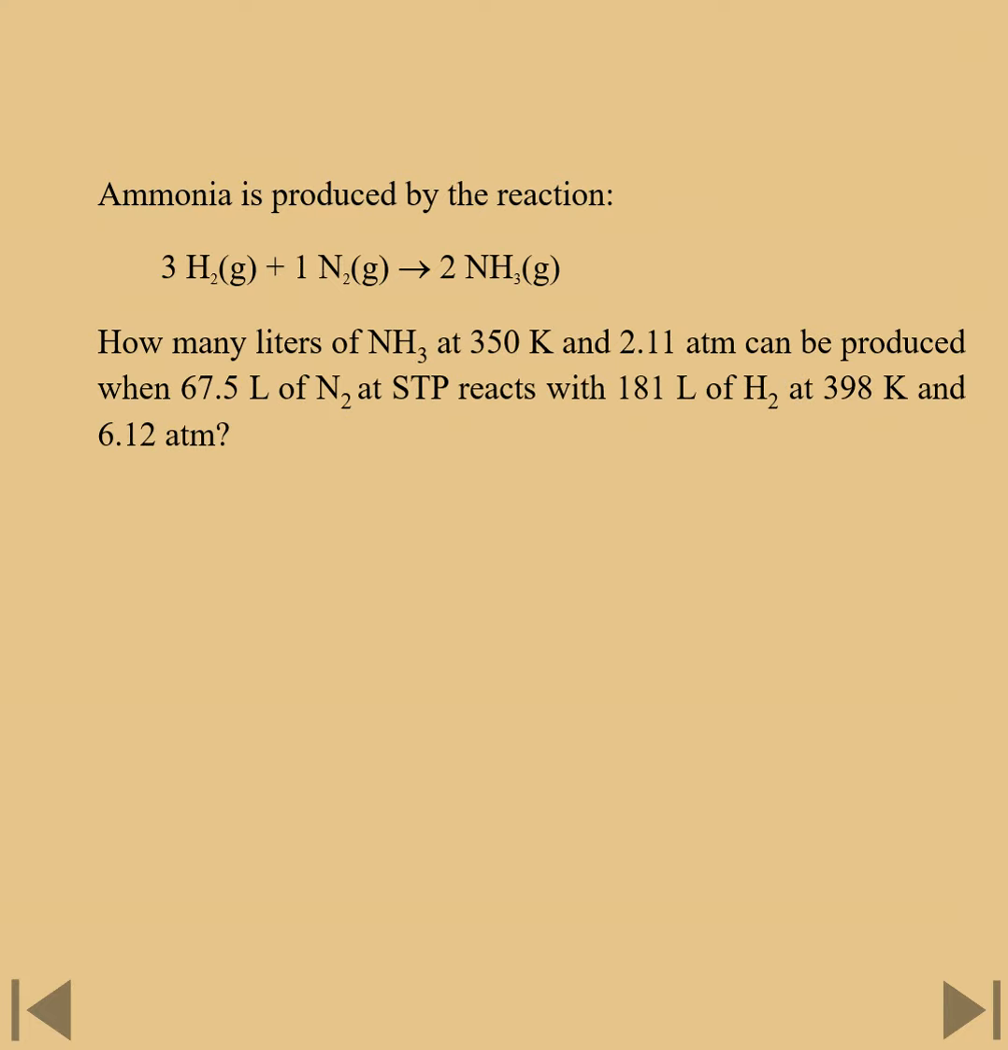Okay, same reaction, but this time we're asked how many liters of ammonia at 350 kelvins and 2.11 atmospheres, not STP, can be produced from 67.5 liters of nitrogen at STP, reacting with 181 liters of hydrogen at 398 kelvins and 6.12 atmospheres, so not at STP. Okay, where do we begin? Lots of stuff going on. Well, I hope we can see we have a limiting reactant problem. Yes, this time we really do.